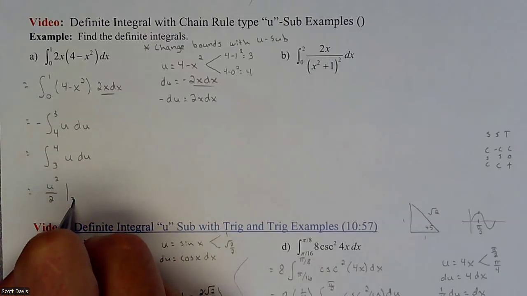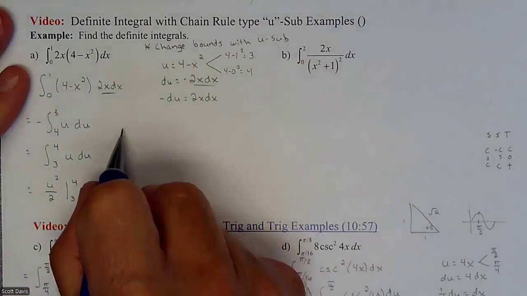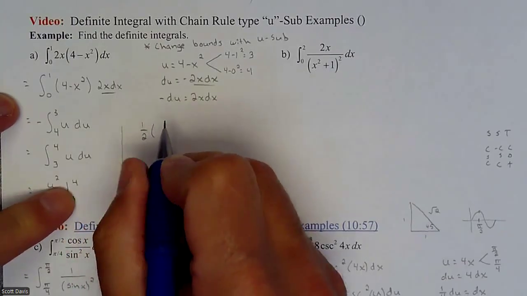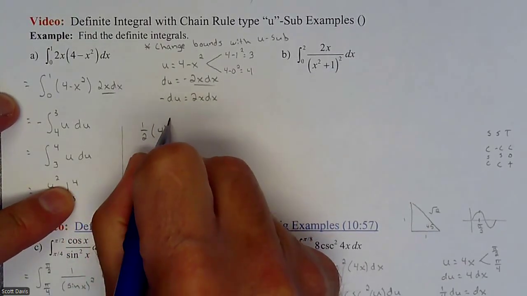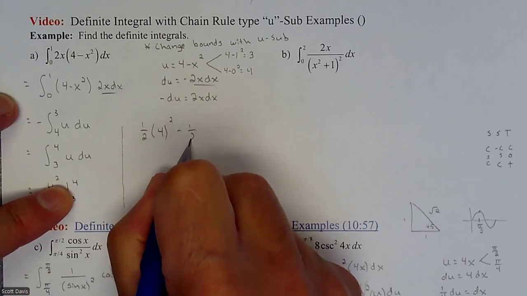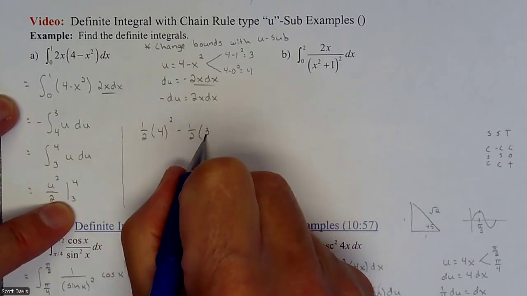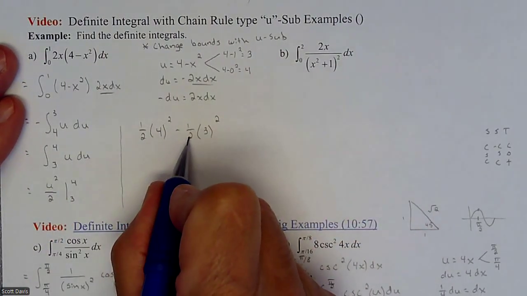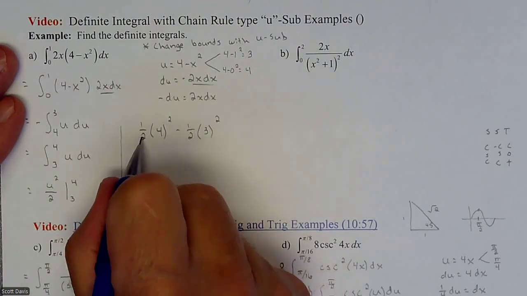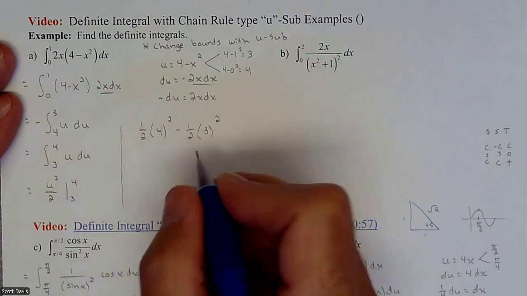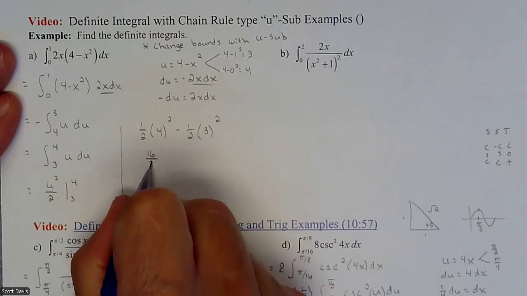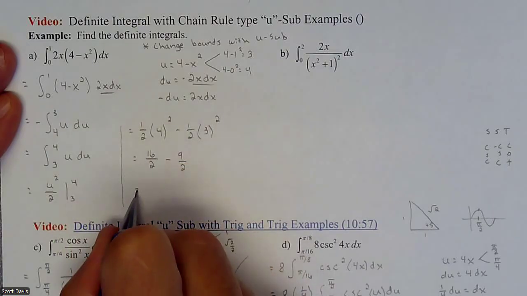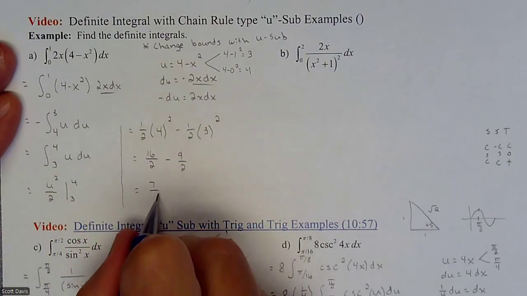And I'm going to go from 3 to 4. So I have a 1/2 times 4 squared minus 1/2 times 3 squared. Since this is just going to stay as 9/2, I might as well just leave this as 16/2. So 16/2 minus 9/2 is going to be 7/2.